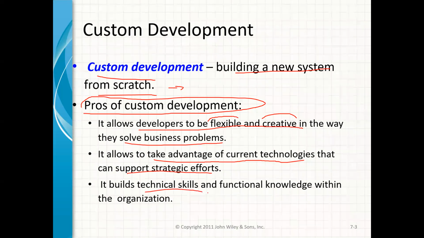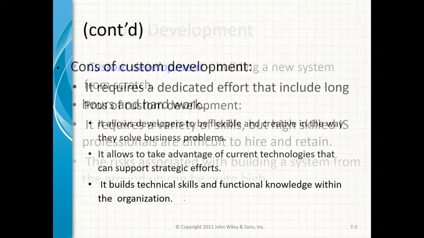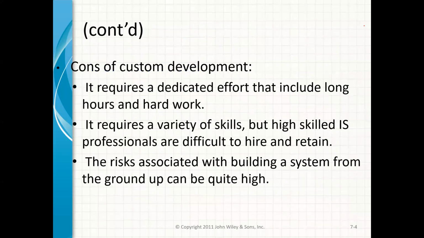And number three, it helps your people develop their technical skills, because once they face some challenges, they can document them, so they can build technical skills and functional knowledge within the organization. If you have questions, feel free to post them in the chat room. All right.